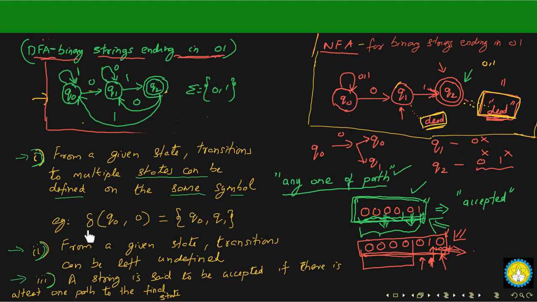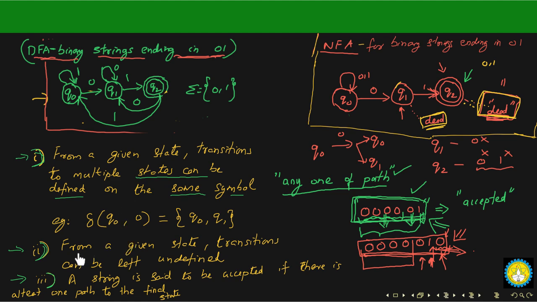So the transition function on Q0 with 0 can go to Q0 or Q1. That is why we write delta, and the result is a set. This means that when you see a 0 from Q0, you can be at Q0 or at Q1. So there are two possibilities. That's why we say that multiple transitions are possible, and transitions to multiple states can be defined.